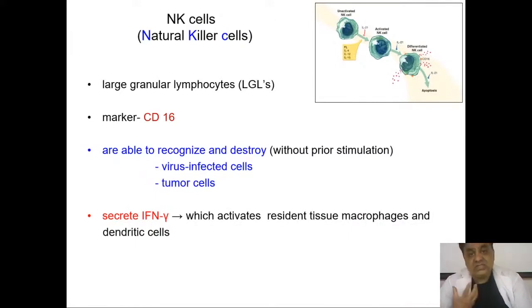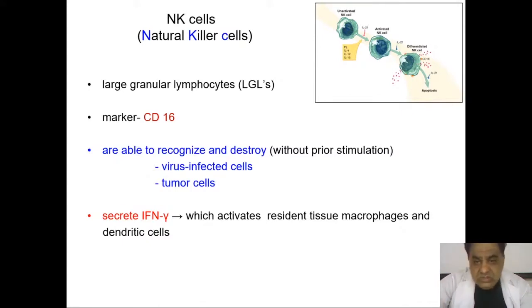Then you have natural killer cells, NK cells, which have a surface phenotype of CD16. These are able to recognize and destroy, without prior stimulation, virus-infected cells and tumor cells. Because of this concept and other newer concepts, a whole discipline of tumor immunology is evolving. These NK cells recognize the early stage of tumor development and destroy them at the very early stage. So many tumors actually don't progress further because they are destroyed by natural killer cells.